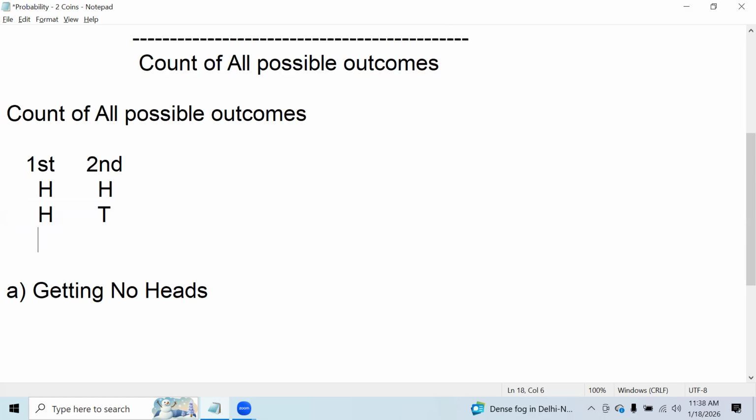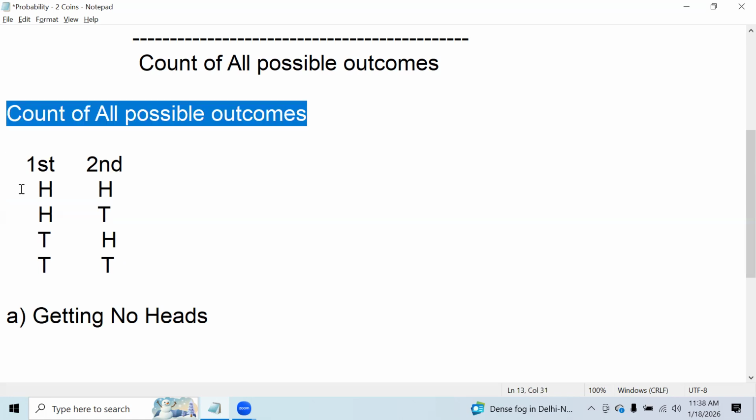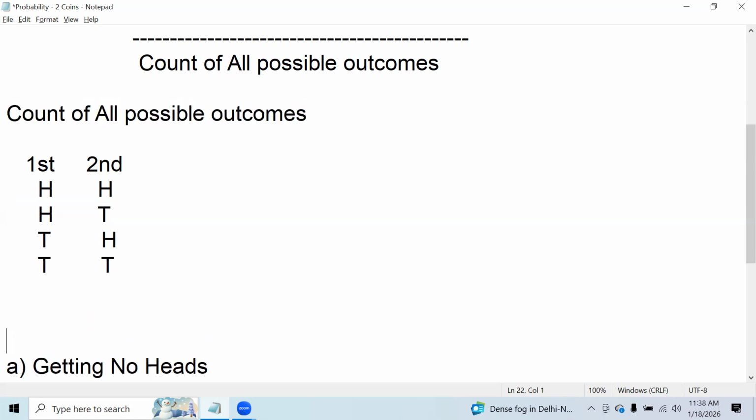Then the third possibility is here you get tails and here you get heads. This is our third possibility. And then last will be here also you get tails and here also you get tails. So if you see HH, HT, TH, and TT, these are overall four possible outcomes. So the count of all possible outcomes is 4 in this case.